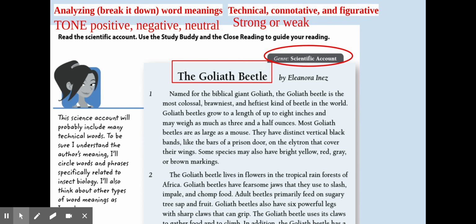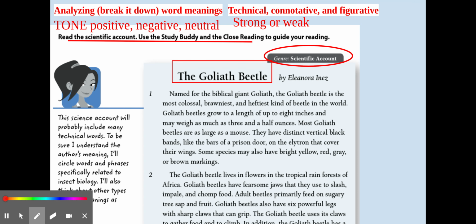So the very first thing it tells you in our instructions is to read the scientific account and to use your study buddy and close reading to guide your reading. Well, it says scientific account, so we need to circle that because I forgot to animate it, and now we're going to circle it.